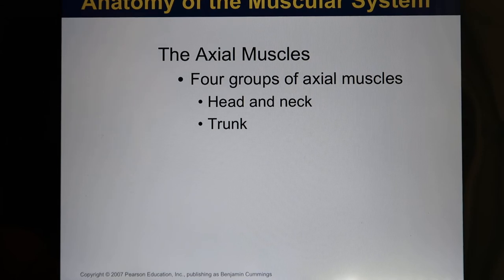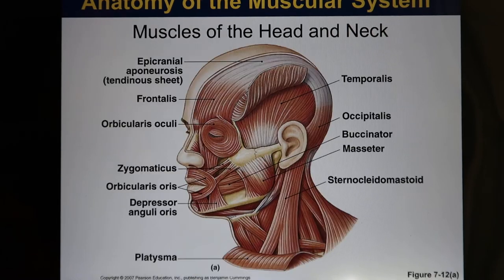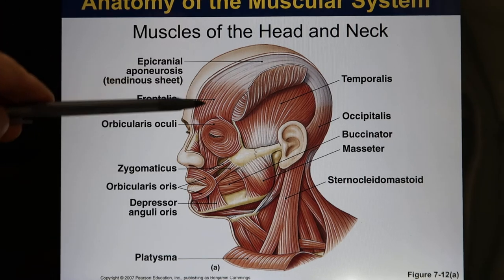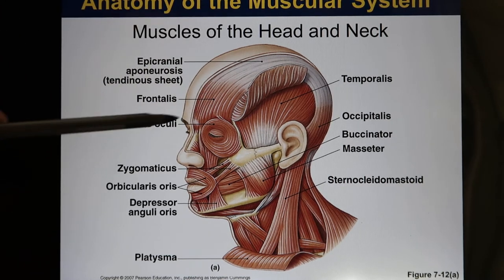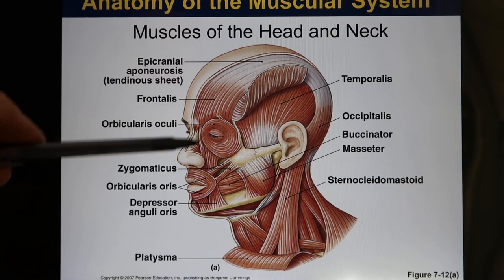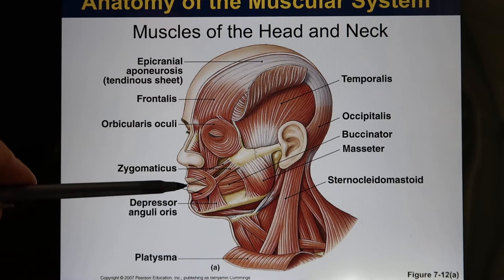So let's look at different body parts. This overlaps with your second lab, the gross anatomy of the muscle. So in the head, we're going to look at these muscles. And let's look at the picture. So frontalis is this one in your forehead. You have two orbicularis muscles, one surrounding the eye, the orbicularis oculi, and the second one surrounding your mouth, the orbicularis oris.